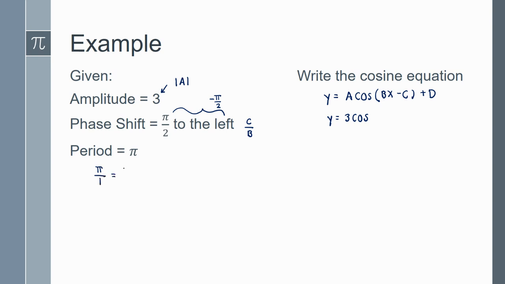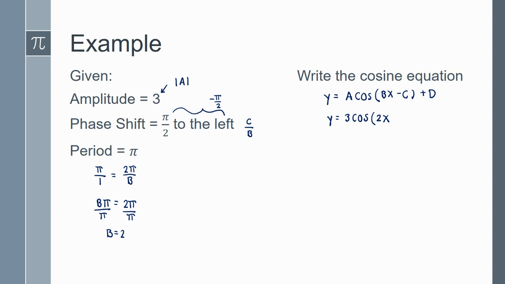And then my definition for how I calculate pi is always 2 pi divided by b. So I'm going to cross multiply here and solve for b. So when I cross multiply, b gets multiplied by pi, 2 pi gets multiplied by 1. And so then if I divide both sides by pi, that tells me that my b value is 2. So I know that 2 is connected to x.